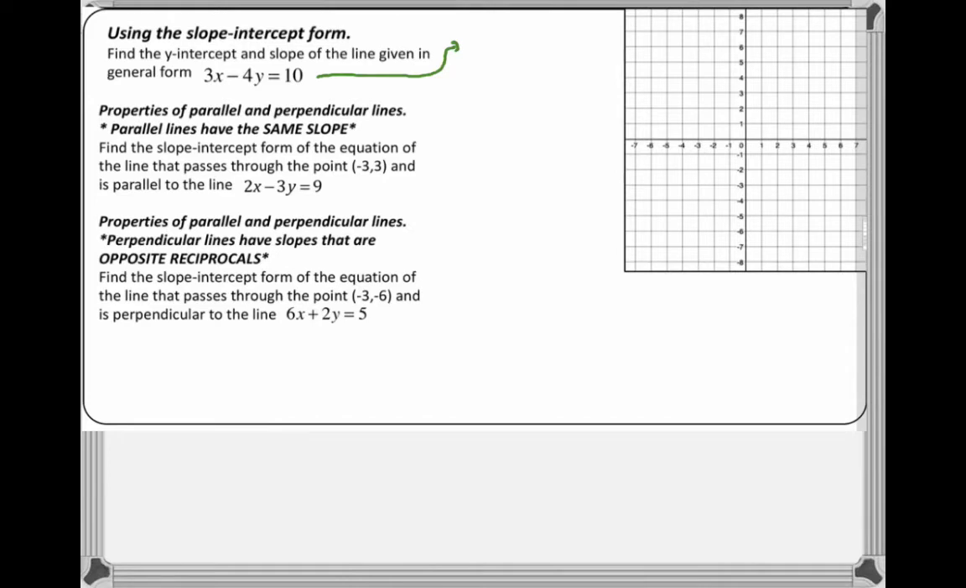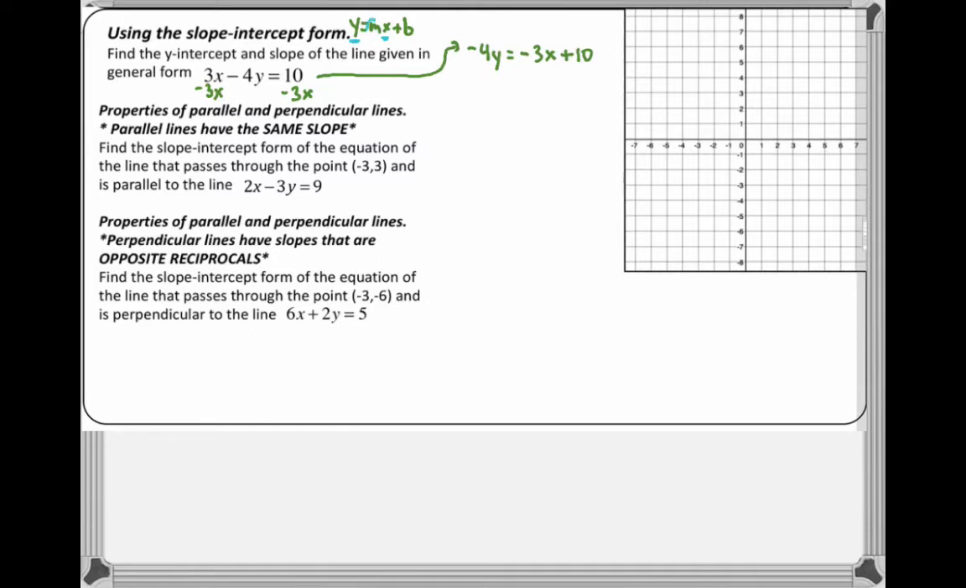But what we want to do is isolate y. So to do so, I'm going to subtract 3x from both sides, and that's going to give me a negative 4y equals a negative 3x plus 10. Now again, the reason why we're doing this is that slope-intercept form is y equals mx plus b. So we want to have the x on one side and the y all isolated out.